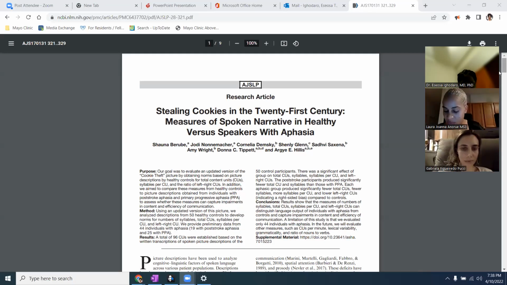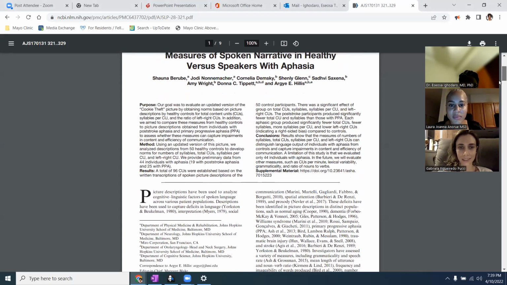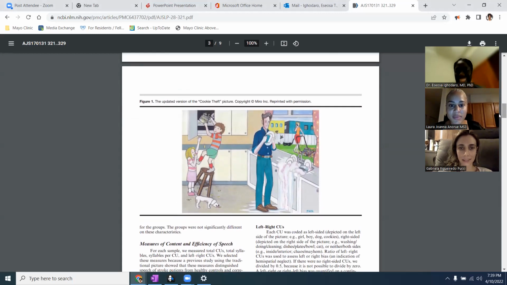Okay, here it is. Stealing cookies in the 21st century: measures of spoken narrative in healthy speakers versus speakers with aphasia. So let's see what image they use. See what they use, the man out in the yard mowing the grass. I'm like, it's about time. And they added a dog. Oh, they did.